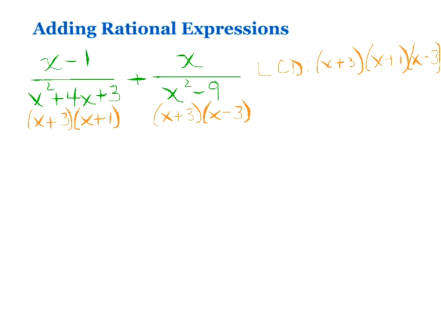All right, so step 2, the rewrite. So I need x plus 3, x plus 1, x minus 3 as my denominator. And we need that for both.